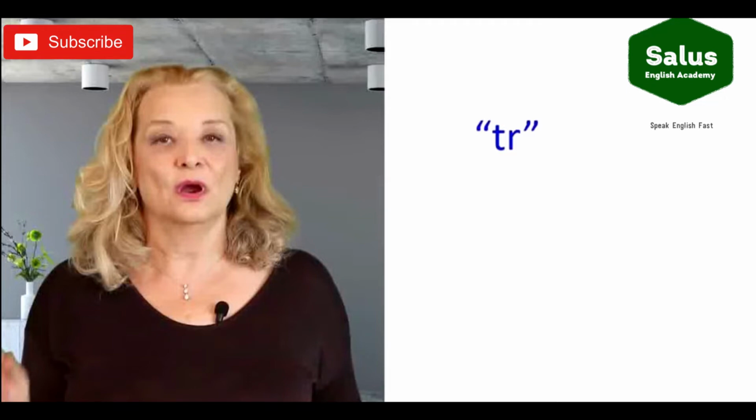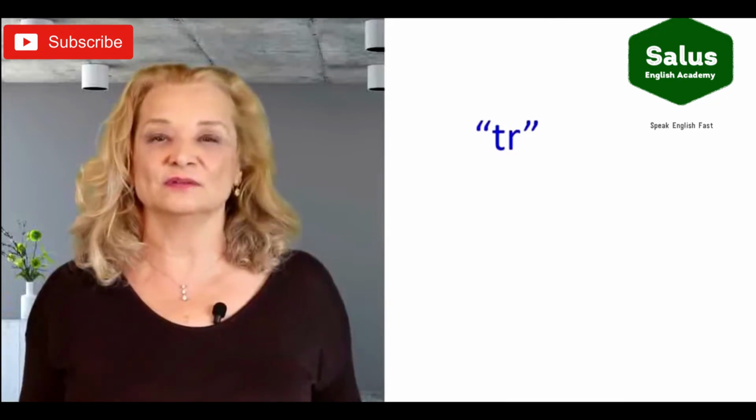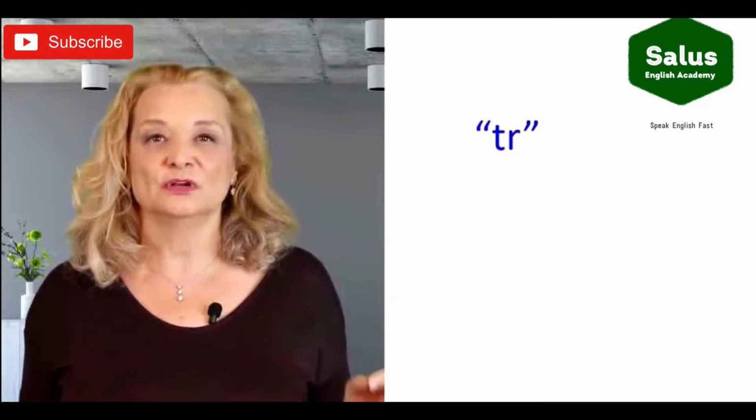Salus English Academy. Okay, so T and R together, how are they pronounced? T and R in English are pronounced tr. Good. Now you see T and R together. Now it's tra, not tra, but tra. Can you try? Tra.